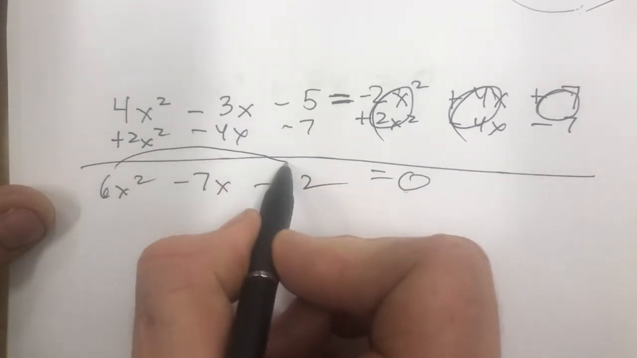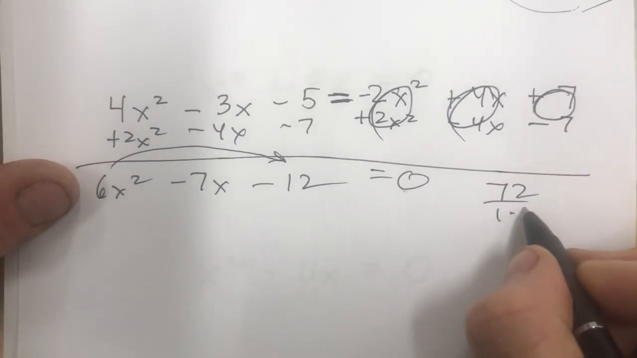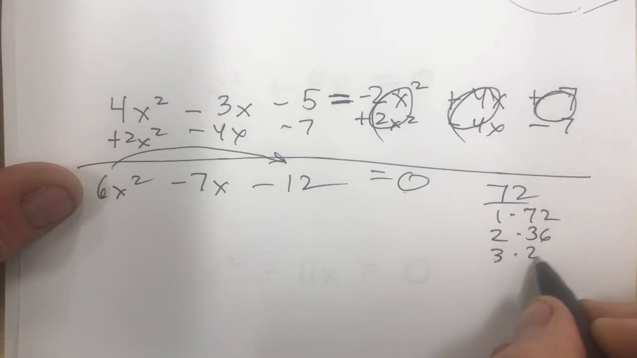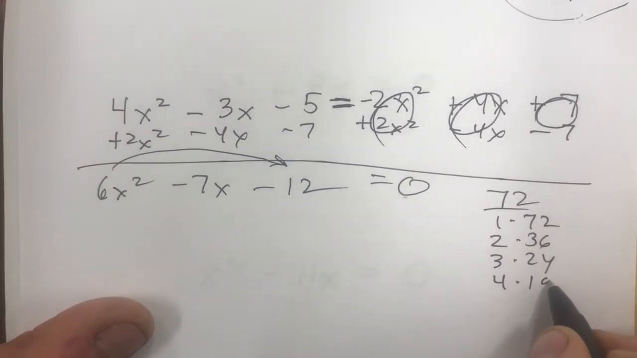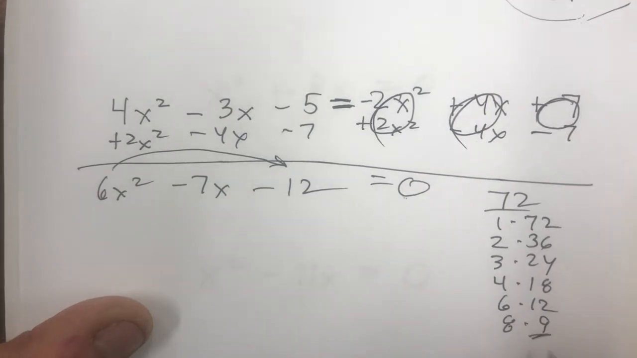Like 6 times 12 is 72. Okay, 72 divided by 1 is 72. Divided by 2 is 36. Divided by 3 is 24. Divided by 4 is 18. Divided by 5 is a decimal. Divided by 6 is 12. Divided by 7 is a decimal. Divided by 8 is 9. And then 9 is next, so I'm done.